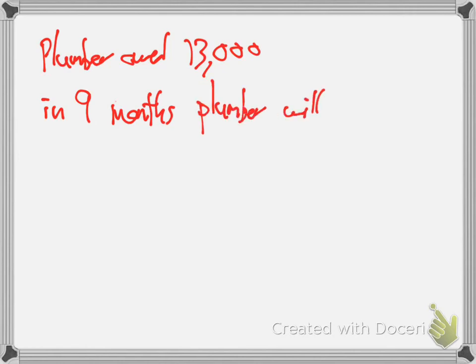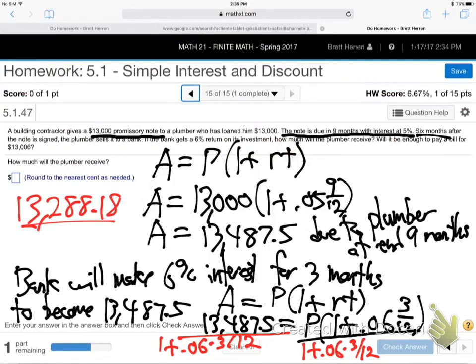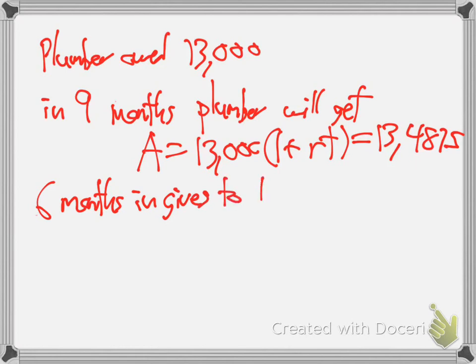will get that other number we figured out, whatever A times 13,000, 1 plus RT, came out to be, what was that number? That first, I'll just go back here. 13,487.5. That's the amount the plumber should get at the end of 9 months, right? That's what he's going to get. Then he hands that to the bank 6 months in. 6 months in, he sells it, gives it, whatever, to the bank, right?